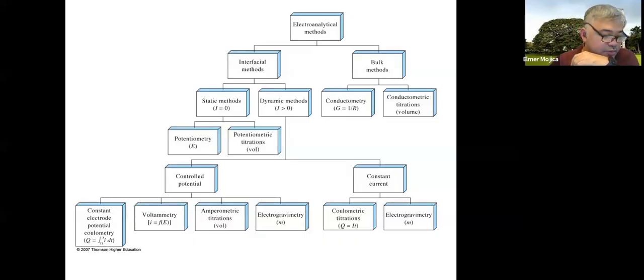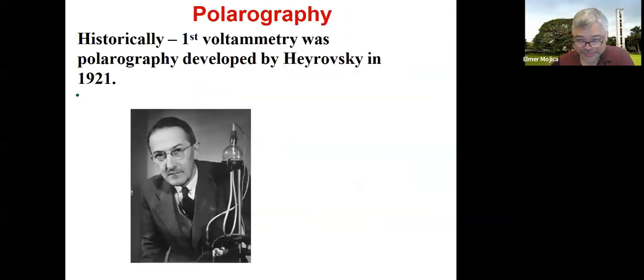I uploaded some reading materials that I would say will be useful in the discussion, because among the electroanalytical methods that we're going to discuss, I think voltammetry is the most important. Why? Anyone? Bakit sa tingin ninyo yung voltammetry yung pinaka-important?